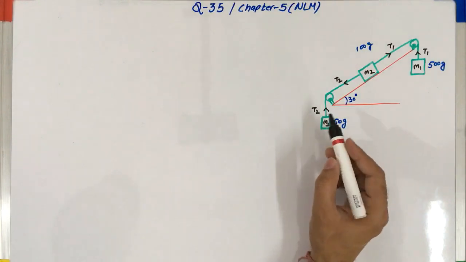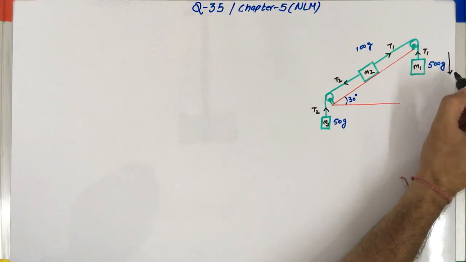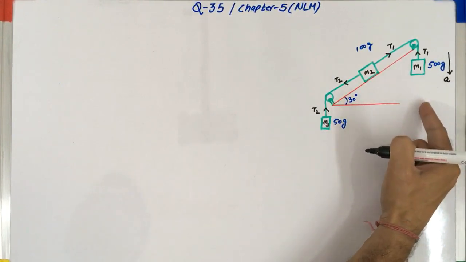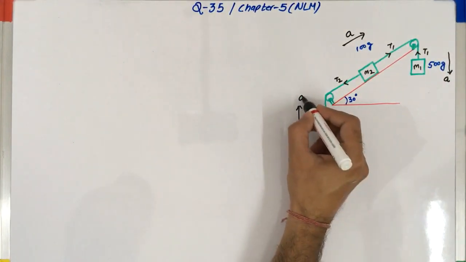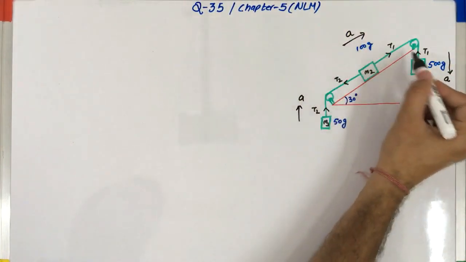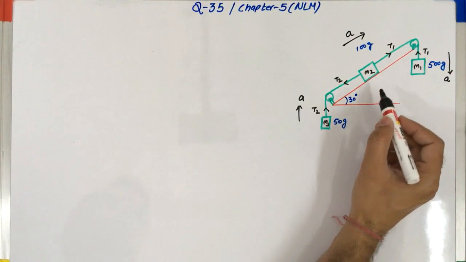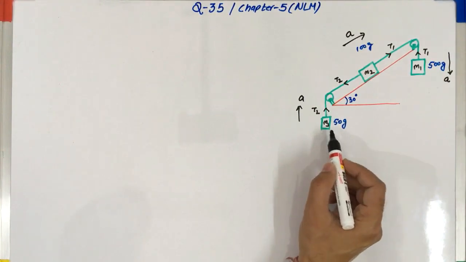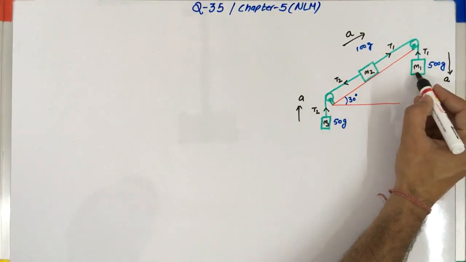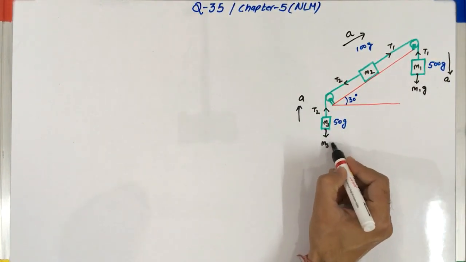For simplicity, let's say this entire system is moving in this direction, so the acceleration is downward towards M1, and the direction of acceleration is to the right. Now we'll figure out what forces are acting on M2, because on M1 and M3 there are two forces each. One is the tension T1 and the other is M1G downward, and here it is M3G downward.